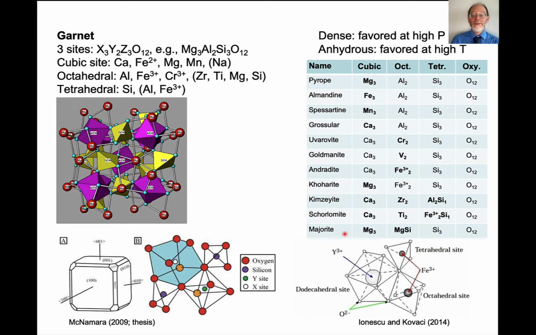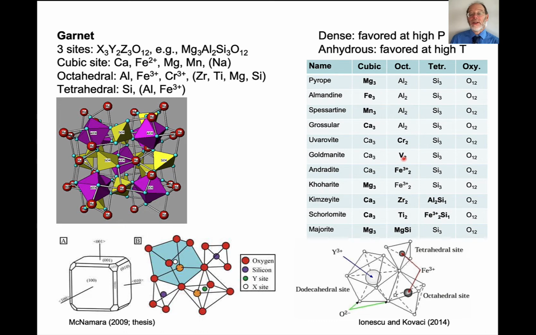These are not even all the different garnets. These are just some of the more common ones up here that we run into, a few other ones down here. And they all differ in terms of their cubic site occupancy. So these are all aluminum silicate garnets. These all differ in terms of their octahedral site occupancy. Uvarovite, grossular, andradite is what we were just talking about.